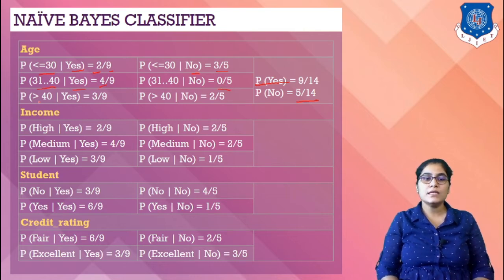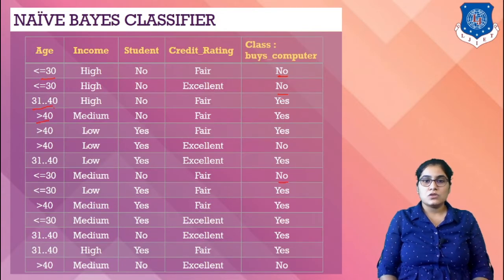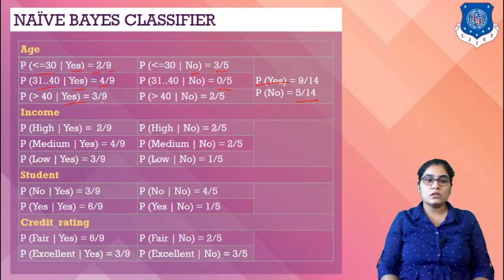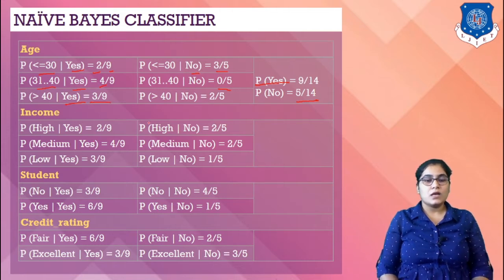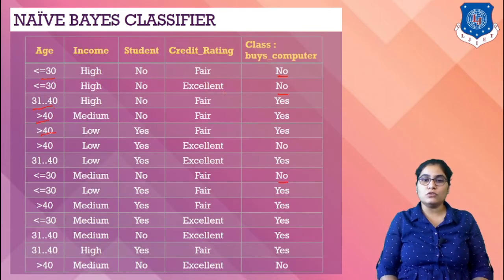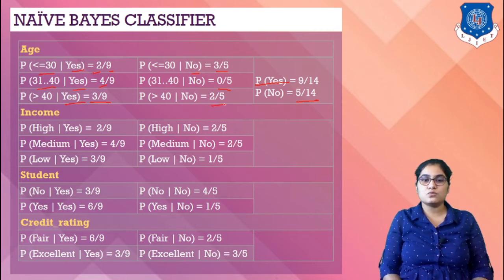Now let's check for the age value greater than 40 and class label yes. Check in this table that out of 9 yes class labels, how many tuples have an age value greater than 40? You can notice from this table that a total of 3 tuples have age value greater than 40 and class label yes, and that is why the probability is 3 by 9. Again we check for label no. Out of a total of 5 class label no, there are 2 labels that have an age value greater than 40, and that's why the probability is 2 by 5.